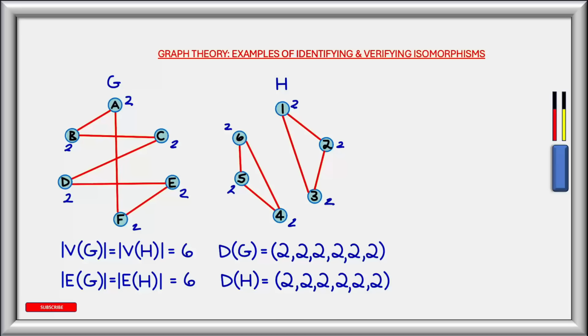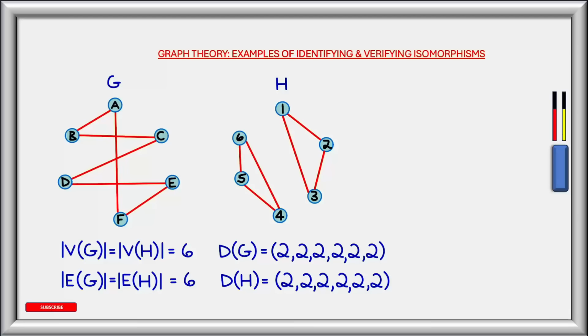If we now order the degrees of each vertex from highest to lowest for each of the graphs, we get the degree sequence of graph G and the degree sequence of graph H. And as we can see, both degree sequences are the same.